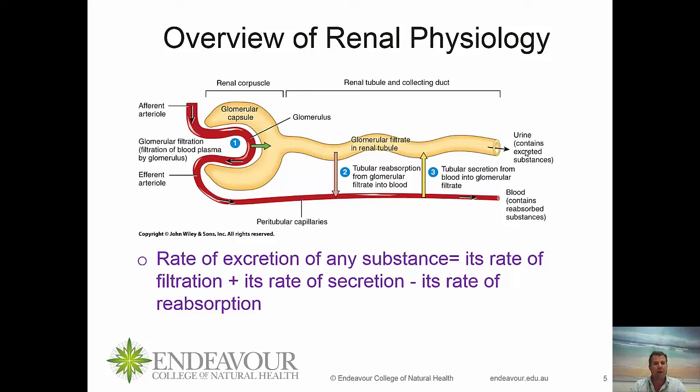Okay? So that purple box just describes that concept, that the rate of excretion of any substance, so the rate at which it's appearing in the urine over here, is really a function of the rate at which it's filtered, plus the rate at which it's secreted, minus its rate of reabsorption. And that gives us an indication of how fast we're excreting something. So that's the nephron.